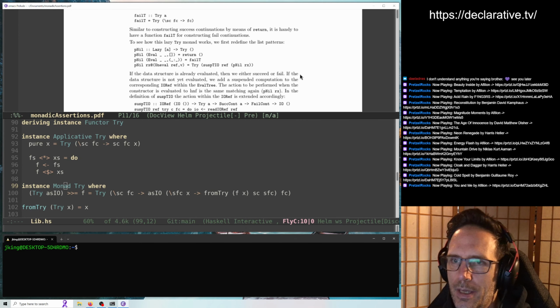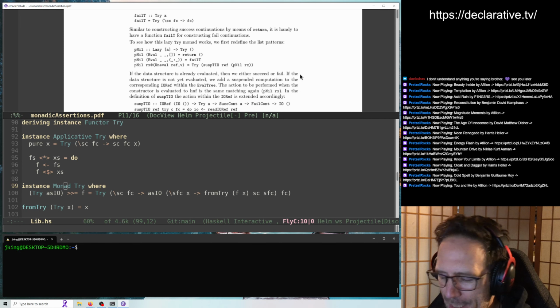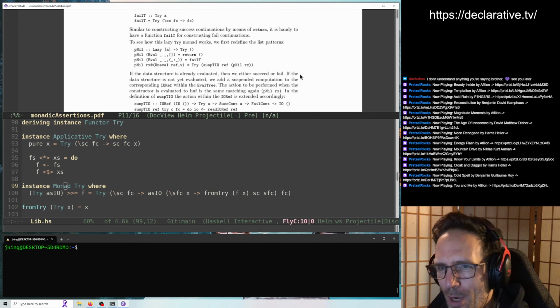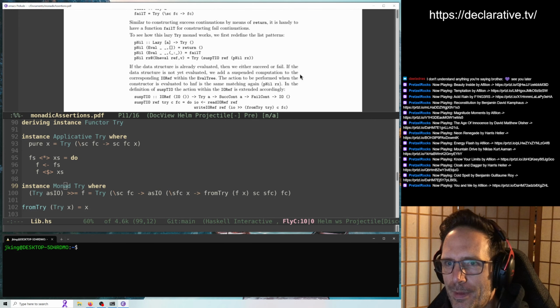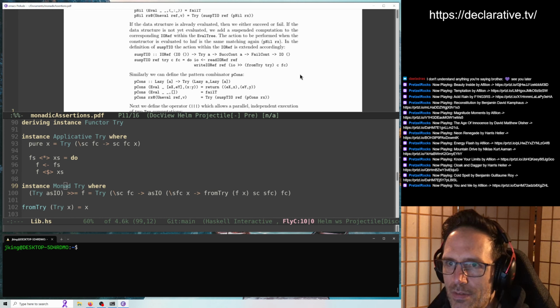That makes sense. Now, if the data structure is already evaluated, or at least, I don't know about this nil thing, well, it makes sense in a way. It's cons that's bothering me. So if the data structure is already evaluated, then we either succeed or fail, yes. So if the data structure is not yet evaluated, we add a suspended computation to the corresponding IO ref within the eval tree. The action to be performed when the constructor is evaluated at normal form is the same matching again. P-nil Rx.